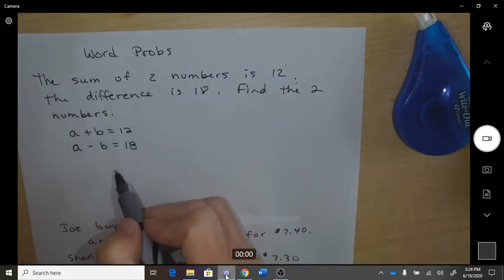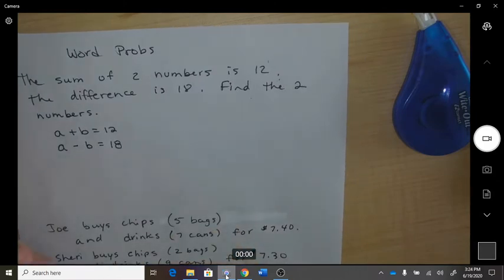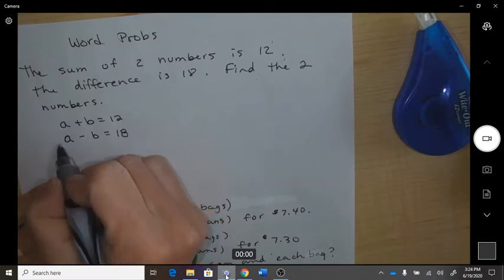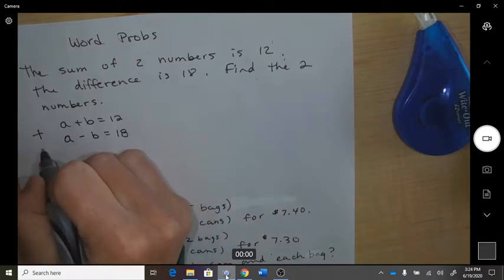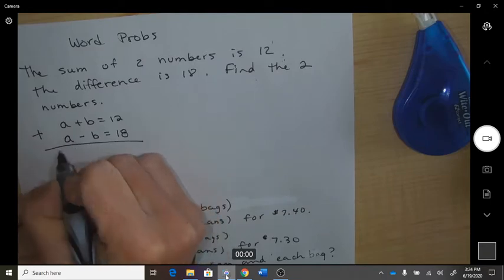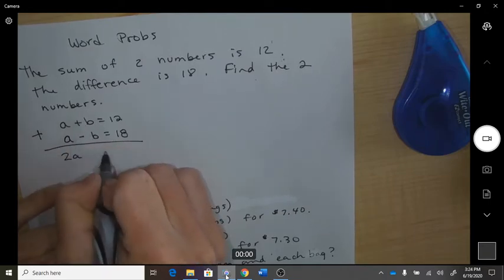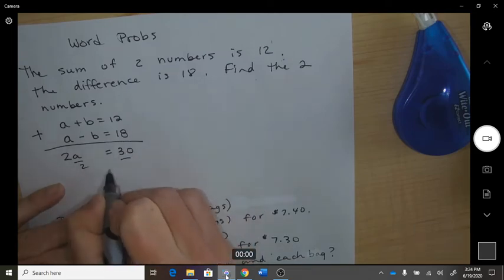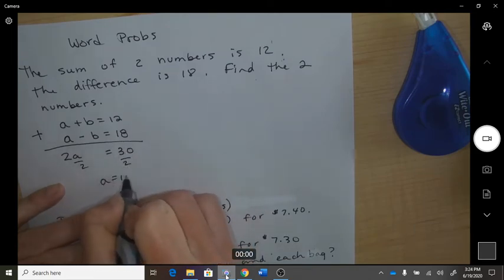So which strategy would you pick? Would you graph them, substitute, or elimination? I'm thinking I would eliminate. So if I would add, this would be gone. So 2a equals 30 divided by 2. So a equals 15.